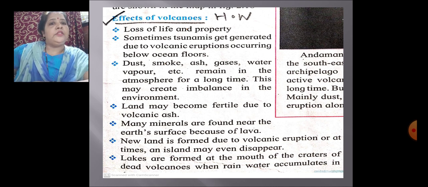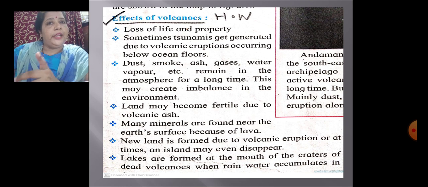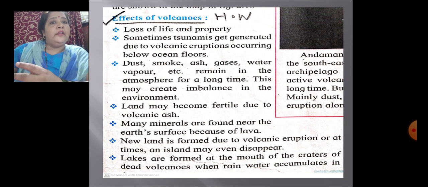Now, at times new land is formed due to volcanic eruption. Sometimes what happens? A new land is formed. Sometimes an island disappears. Can you tell me what I just told you? Do you remember what I told you in the previous part about plate creating and plate consuming? When new land is formed, that means it is plate creating. And when an island disappears, that means it is plate consuming.